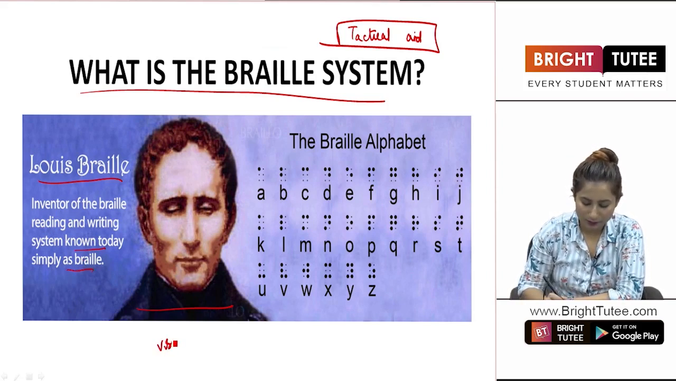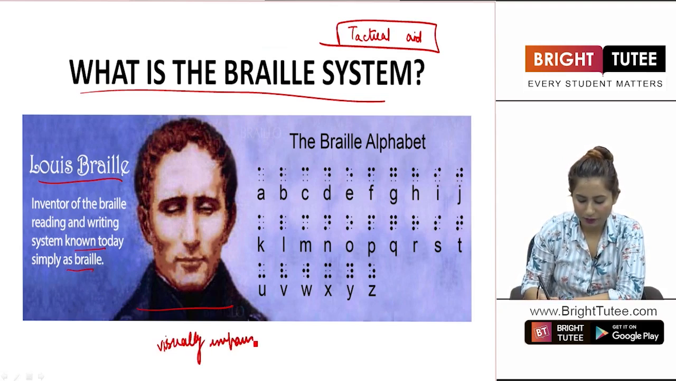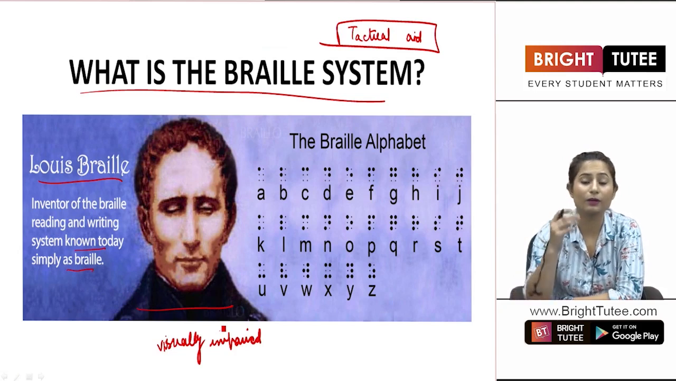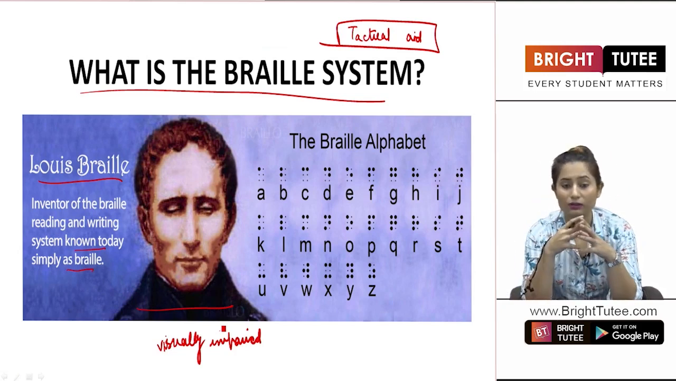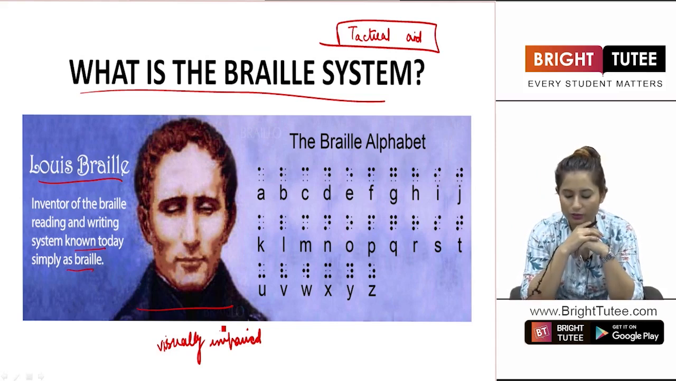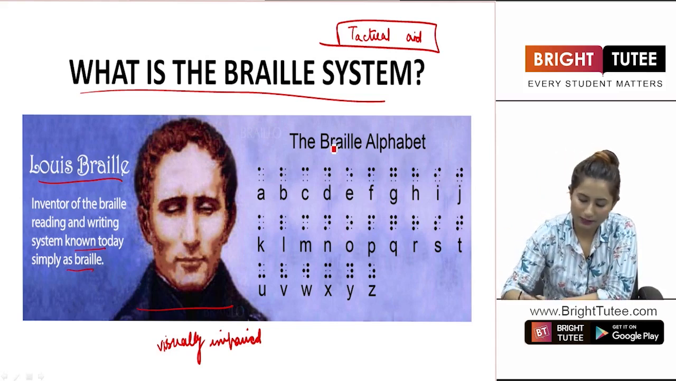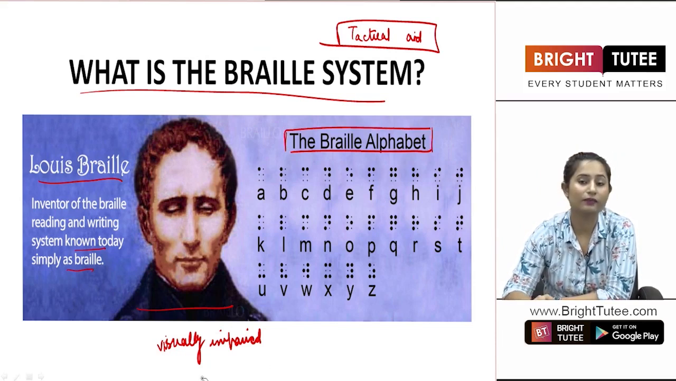He himself was visually impaired, due to which he was even more capable of discovering something like that, because he understood what difficulty it was to read or write without vision, right students? Now let us see what is happening. This is the Braille alphabet. This is the complete alphabet. It has A, B, C, D.